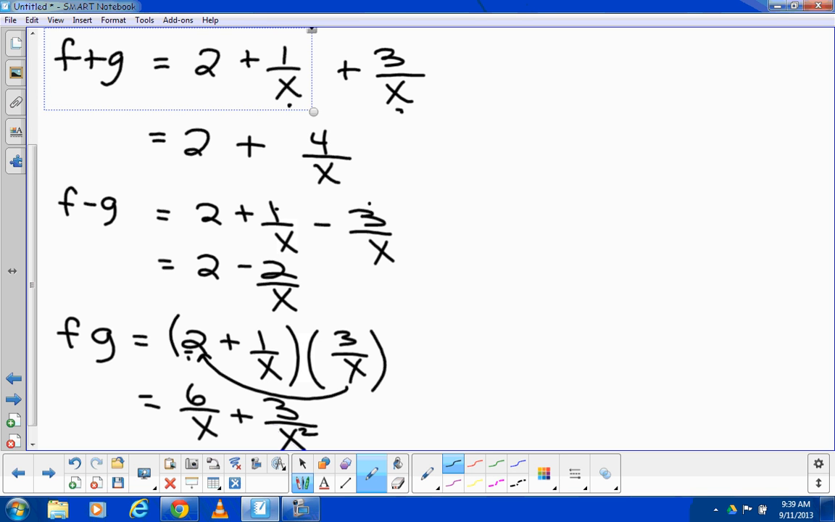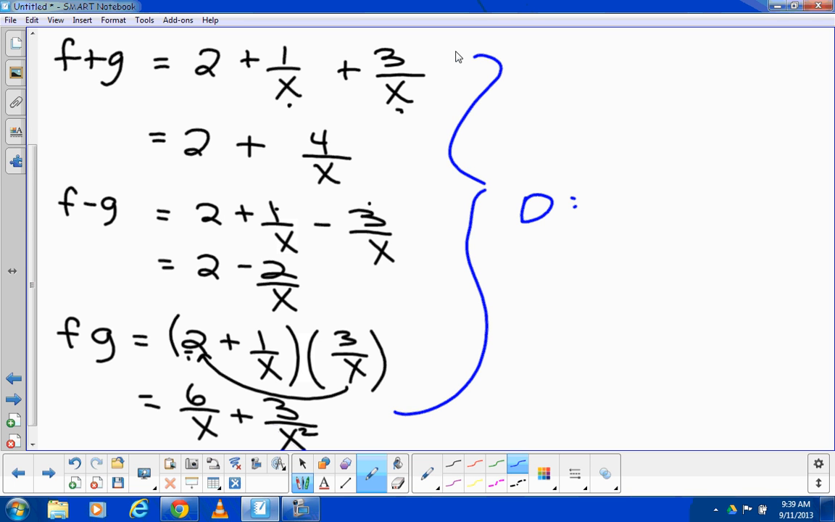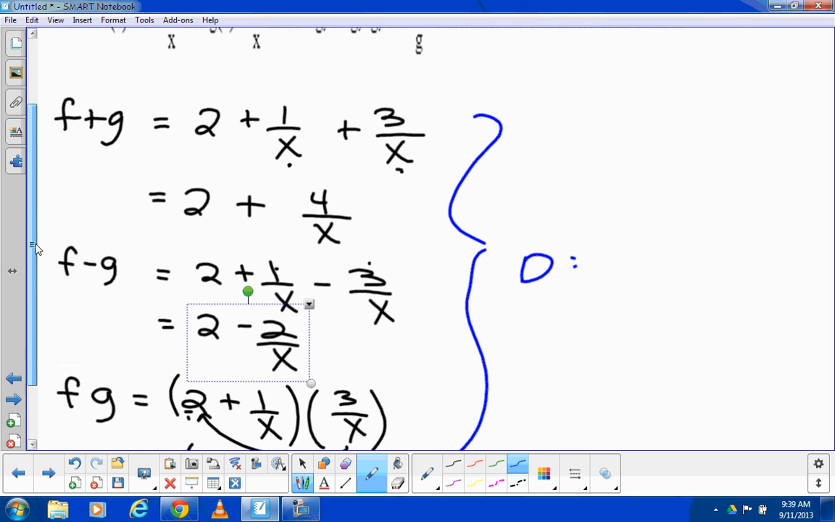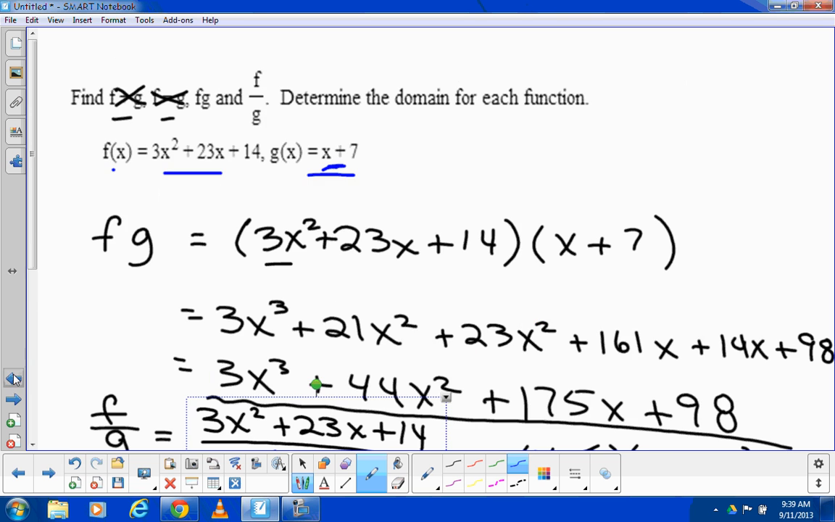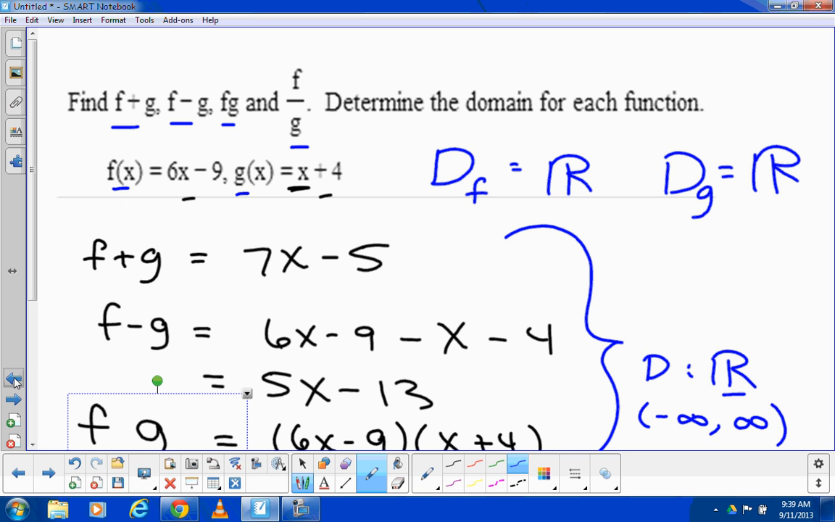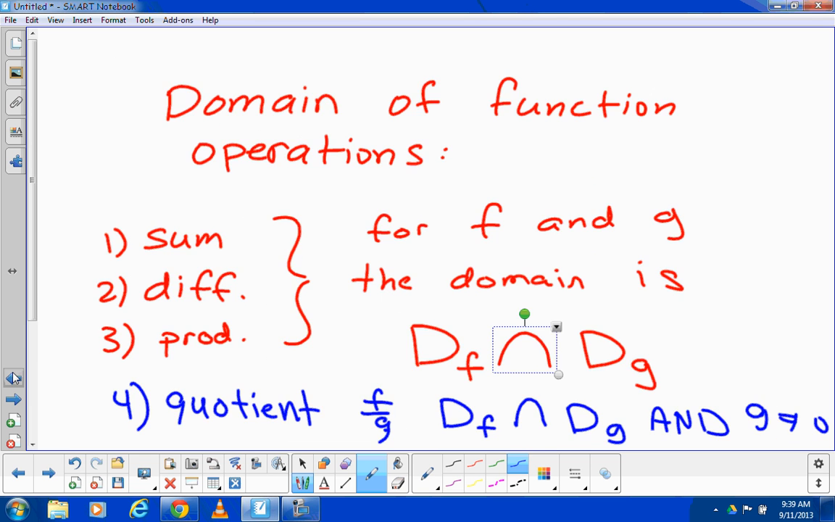Now, when I talk about the domain of these three, they're all going to have the same domain, whatever that is. All right, so domain. What do I need to do? Do I need to look at all this stuff right here to find the domain? No. Let's go back and remember. Let me flash it back. The domain, what was it?